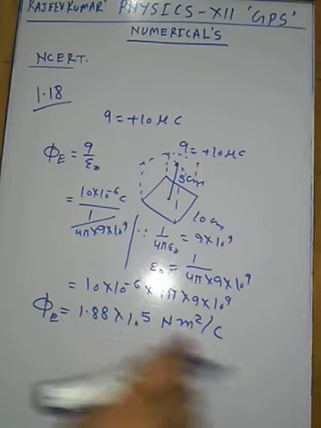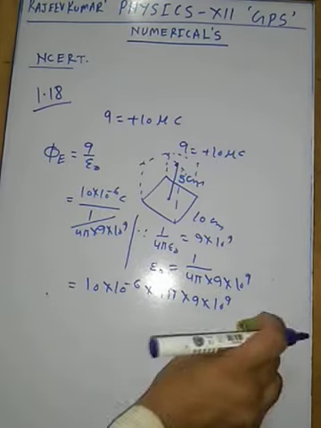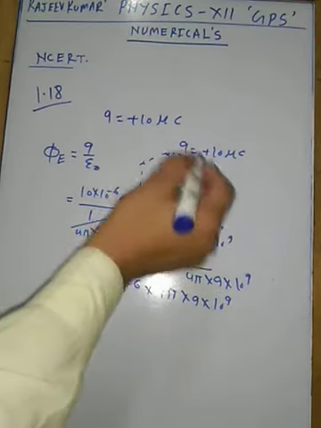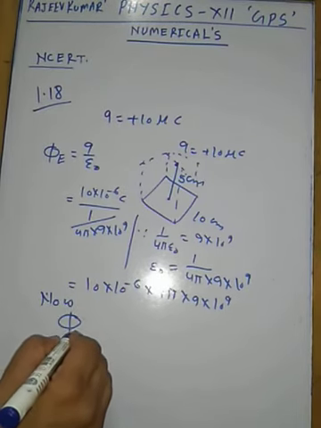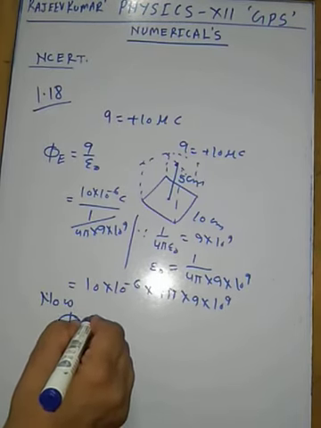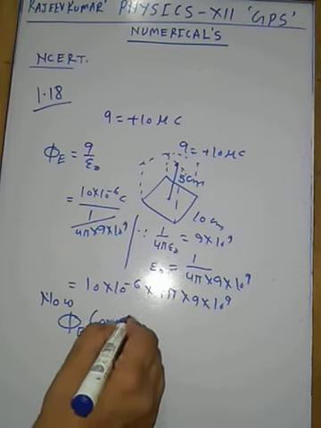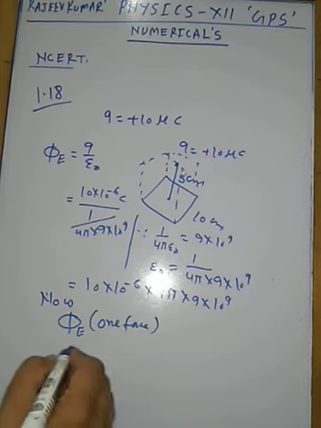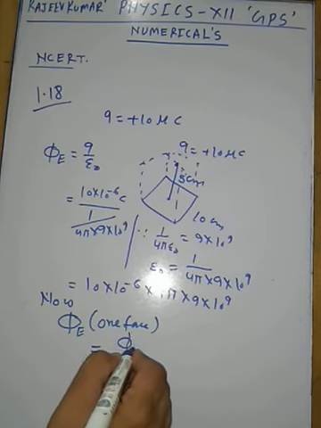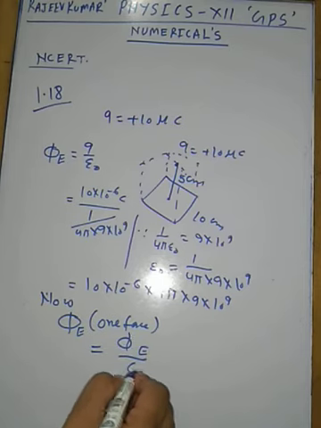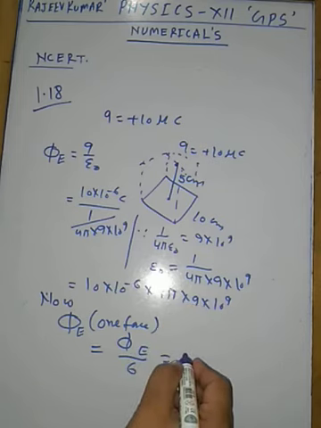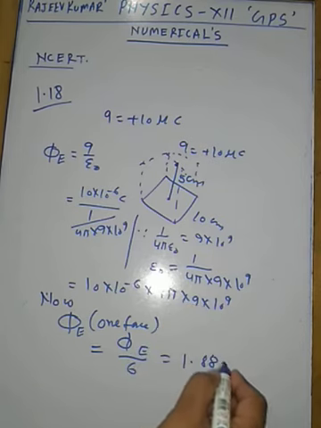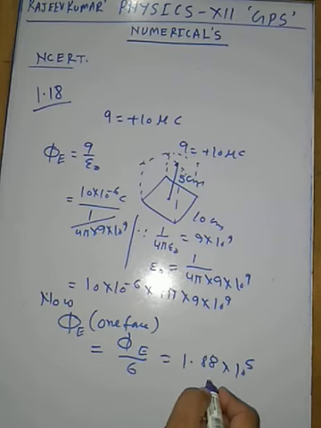Now actually this is the value of the flux coming out through the cube. Now we have to calculate the flux through one face, which is equal to the net flux divided by 6, and after dividing this value by 6, we get 1.88 into 10 raised to the power 5 Newton meter square per coulomb.